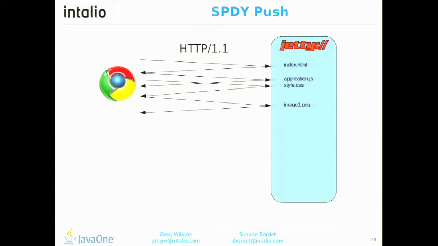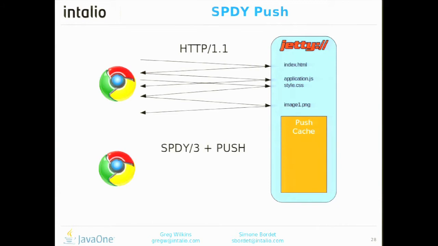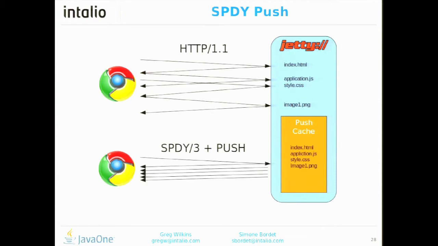Now, these resources are somehow related among them. There's a relation among them, right? So what we can do in Jetty, we build a push cache. So what happens when we use SPDY and SPDY push? That we request the HTML page, okay? But then since we have this cache, we already know that the browser will need the CSS, the JavaScript, and the background image. So we can just push everything down to the browser in one round trip.